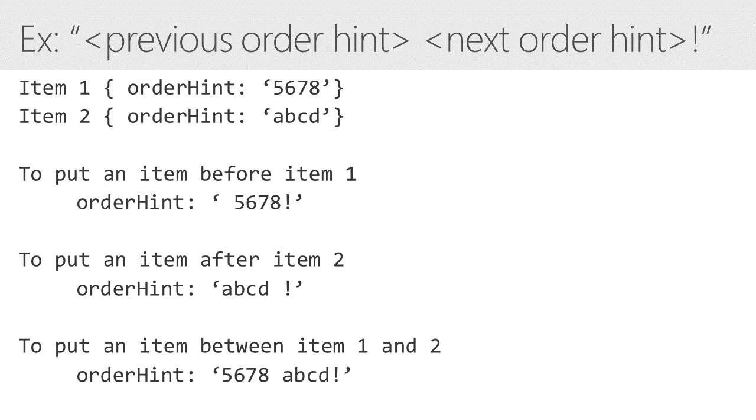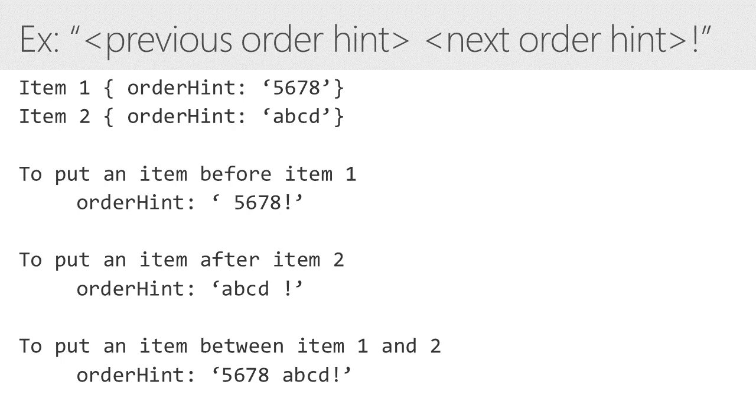Similarly, if I'm putting it at the end of the list, I'd specify here the order hint for item number 2. Oops, actually I have a typo there. This should be ABCD, and then the exclamation point after it. And then finally, for the last case in which I want to put something in between, I would specify both of the order hints, and that way the item would get inserted in the middle.